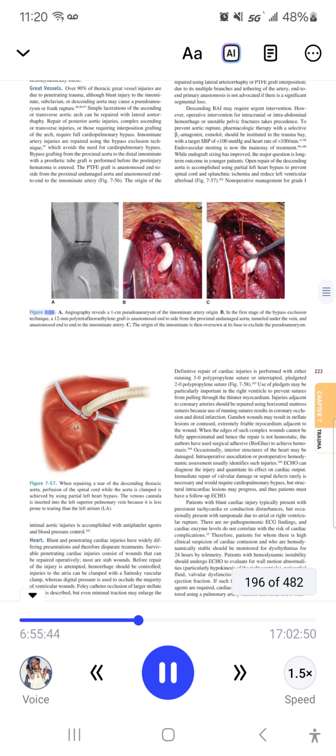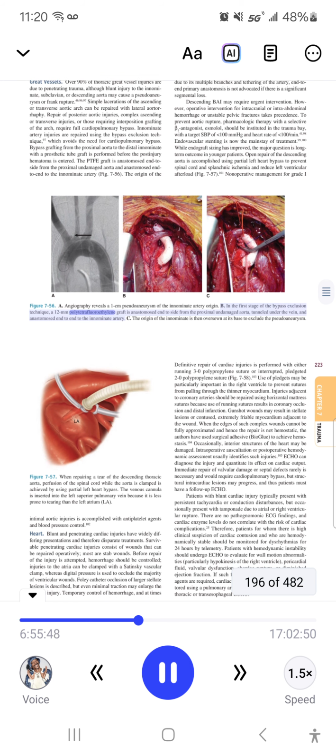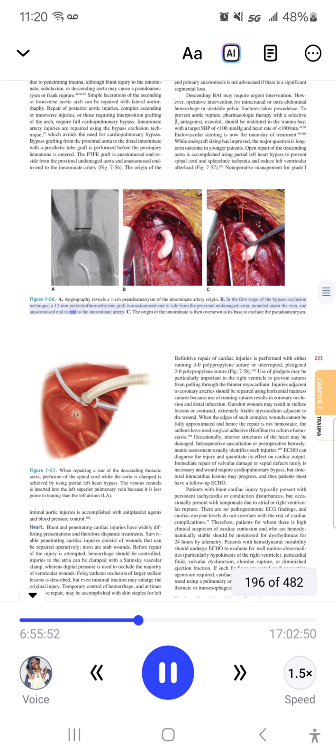Figure 756. A. Angiography reveals a 1 cm pseudoaneurysm of the innominate artery origin. B. In the first stage of the bypass exclusion technique, a 12 mm polytetrafluoroethylene graft is anastomosed end to side from the proximal undamaged aorta, tunneled under the vein, and anastomosed end to end to the innominate artery. C. The origin of the innominate is then oversewn at its base to exclude the pseudoaneurysm.